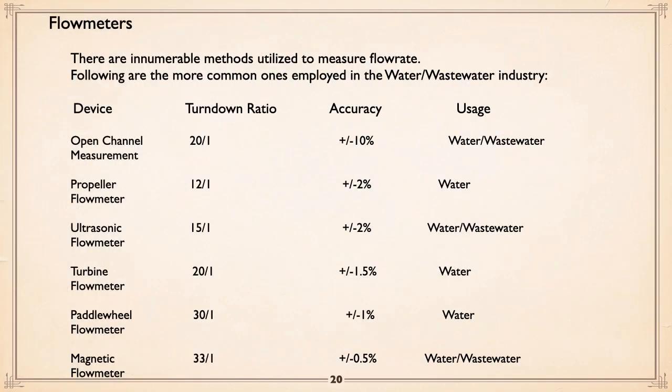Flow meters. There's umpteen different ways to measure flow. Open channel measurement, where you're measuring the level in a channel through a device. Propeller flow meter, ultrasonic flow meter, turbine flow meter, paddle wheel flow meter, magnetic flow meter. And there's basically the turn down ratio. In other words, what kind of range can they actually give you accurately and where you use them. Water, wastewater, any of them can be used in water, but wastewater, really open channel or ultrasonic. The others don't like particles.